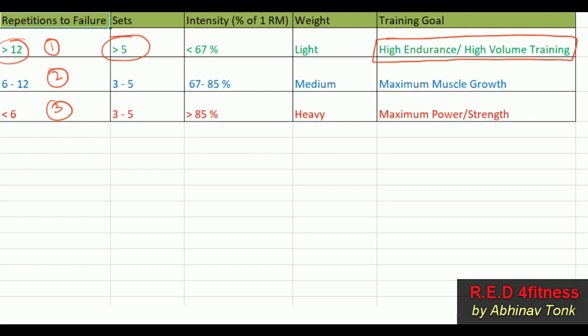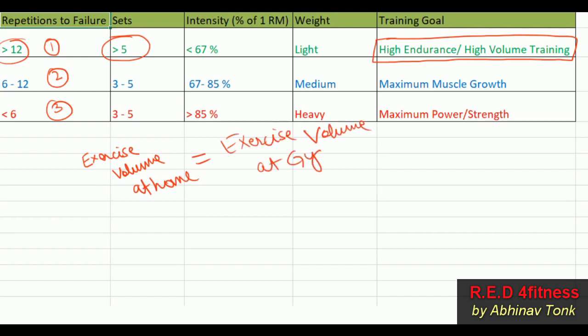So I have already explained to you that when we will be designing the home workout for gym goers, then we will basically be equating the exercise volume. That is, exercise volume at home should be equal to exercise volume at gym. So whatever exercise volume you are achieving at gym, basically that should be your target exercise volume at home. This is for gym goers.